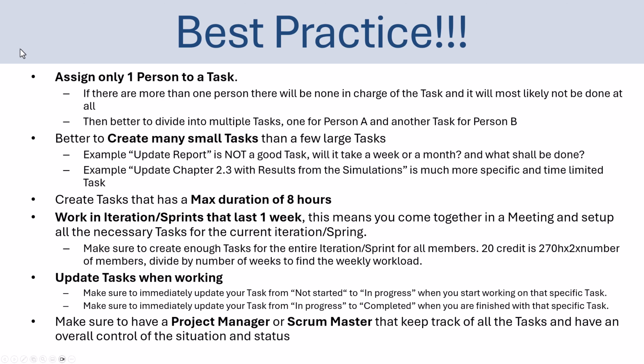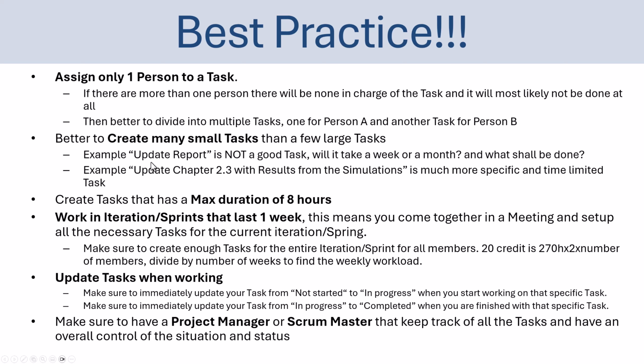So here is some final best practice advice. Typically, you want to assign only one person to a specific task. And then, if for some reason you think that one task should be done by several persons, it is typically better to divide it into smaller tasks and assign only one person to one specific task. And also, it's better to create many small tasks than a few large ones. Typically, a task should have a maximum duration of 8 hours.